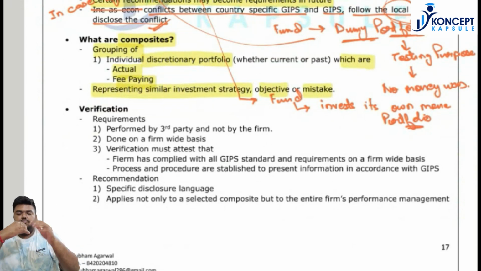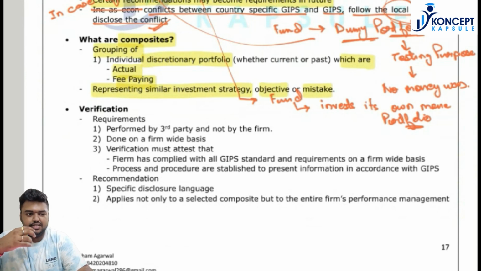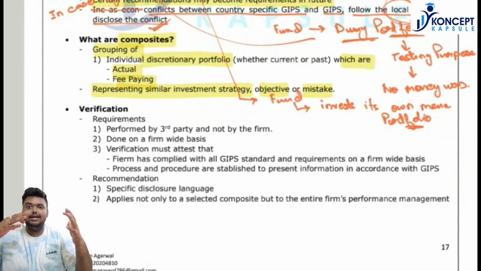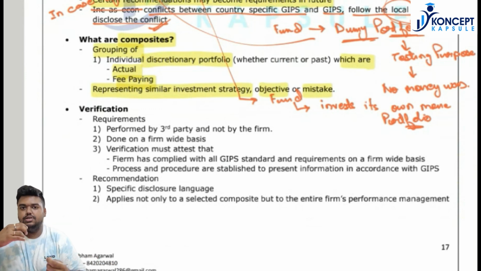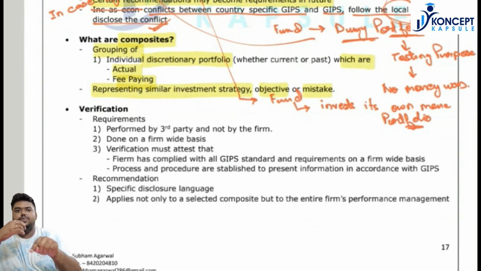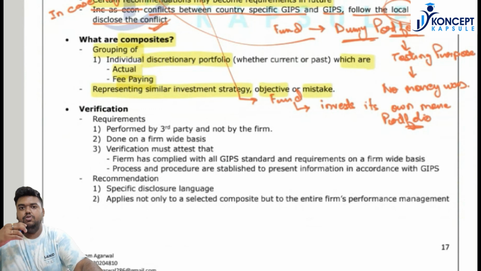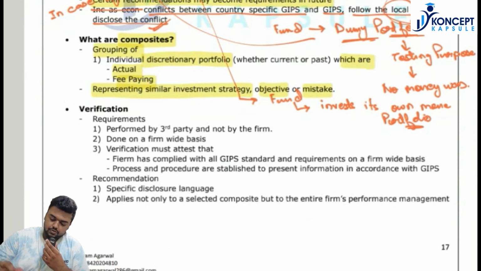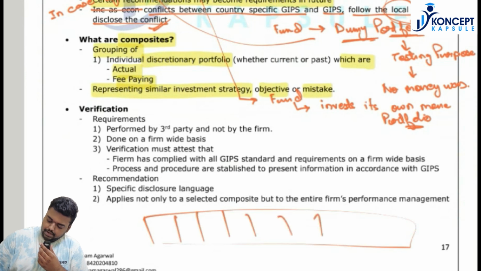So, what does it mean? If my fund has 50 portfolios, okay, 5 portfolios are such where my investment style is same, where my investment objective is same, where my strategy is same, then I will combine them together to be called a composite. And GIPS requires me to present the performance of that composite rather than showing performance of 5 different portfolios. Okay. So suppose this is my firm and these are my portfolios, portfolio 1, portfolio 2, portfolio 3, portfolio 4, portfolio 5.